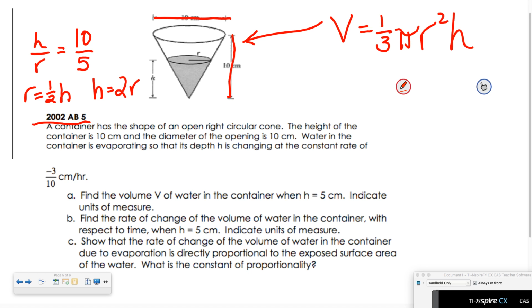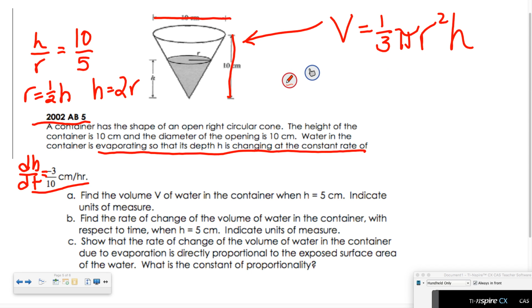The water in the container is evaporating so that its depth h is changing at a constant rate of -3/10. So the question is, what rate of change is that -3/10? That is the height. Correct. It's the rate of change of height with respect to time. Is it increasing or decreasing? Decreasing. It says it right there because we've got our minus sign. I'm not sure what the problem's going to ask me about, but I would almost venture to guess that it's going to have something to do with these things we've just brought up.